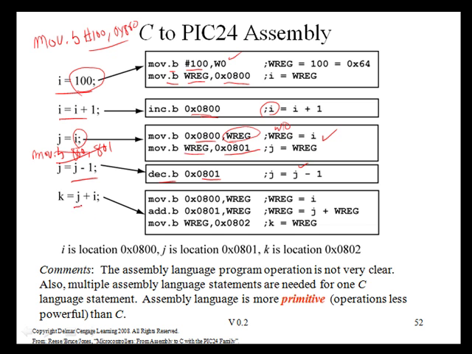Finally, we're going to add the contents of J plus I and place the result into memory location K. This is going to take a 3 instruction sequence to do it. We'll first move location 800, which is I, into our WREG, which is W0. Then we're going to do add.b the contents of location 801, which is J, plus WREG, which contains the value of I as moved by the previous instruction. That result will go into WREG. And finally, we're going to mov.b WREG into location 802, which is assigned to K.